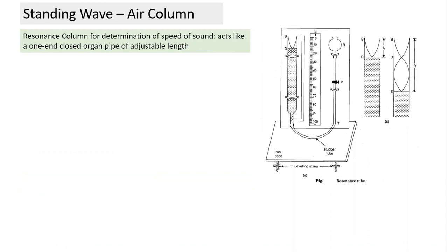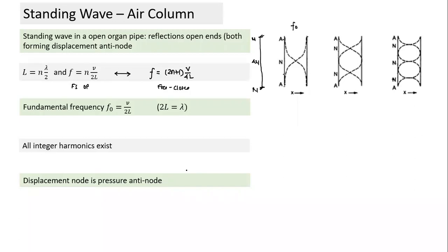A simple application of resonance column. A simple application of, yes? I didn't understand why the formulas are the same, like for both open at both ends and closed at both ends. Can you think of a reason?